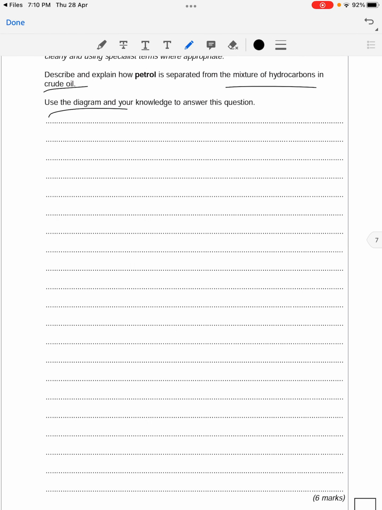In order to score these 6 marks, we have to create a reasonable explanation of how petrol, or the fractions, are separated from crude oil using evaporating and condensing. Okay, these are the two methods, right? Okay, so we have to mention some points.